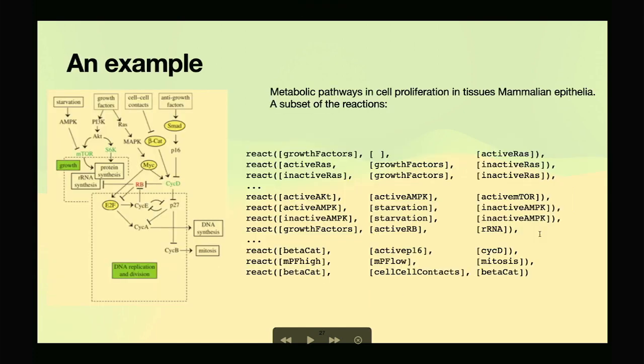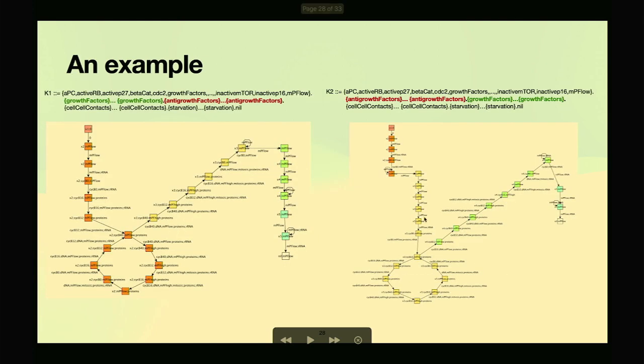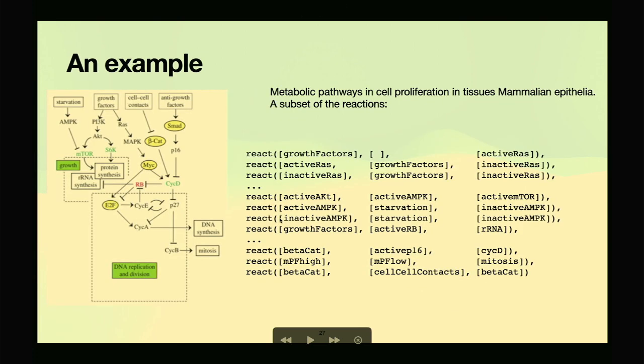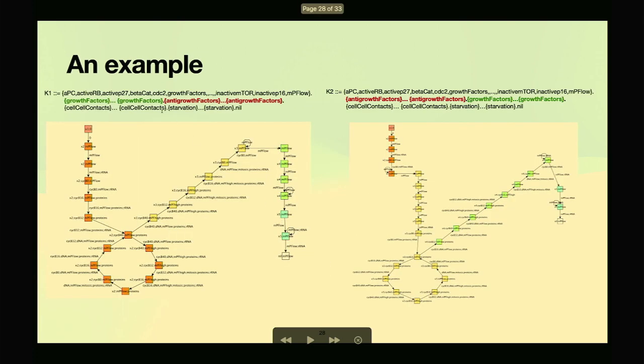Some examples: here we have a metabolic pathway. Here we have a subset of reactions. And what we have done is two different computations. We have the same set of reactions, but here we have two different behaviors of the context. In the first case, the context first provides the elements in green and then the elements in red, and we have this kind of computation.